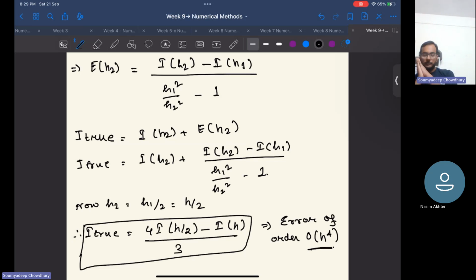Using two trapezoidal rules and some manipulation in the values, we can come up with another formula for any integral. We'll find, using trapezoidal rule, the integral estimated with step size h, then with h by 2, and we'll use this formula to get the actual value of the function. So here the error will be less and it will be a better approximation.